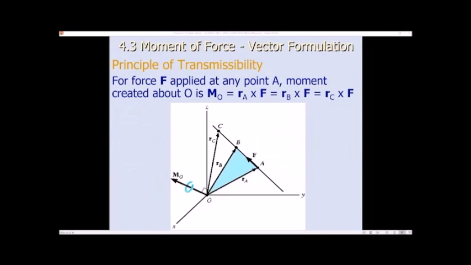For the principle of transmissibility, consider the force F applied at any point A. The moment created by F about point O is M_O equals position vector r_A cross product with F. However, it was shown that r can be extended from O to any point on the line of action of F. Consequently, F may be applied at point B or C, and the same moment will result: r_B cross F equals r_C cross F.